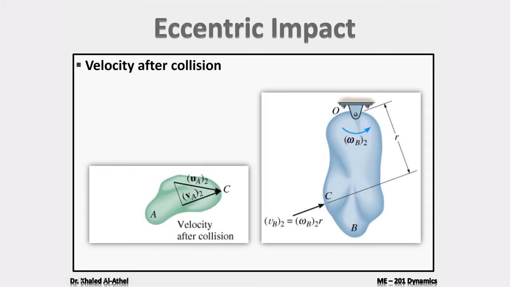And finally, each object will have its own final velocity. Object A will have vA2, object B will have omega B2. Again, the velocity at point C, which is the point of contact between the two objects, will be related to omega by omega B2 times the radius r. So this is the mechanics of the impact.